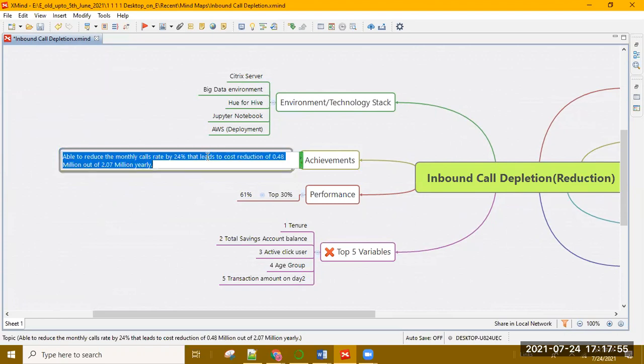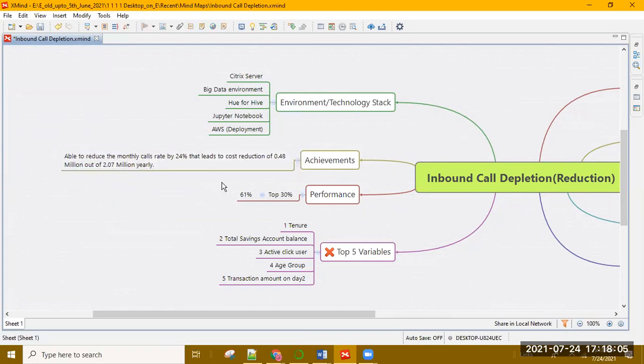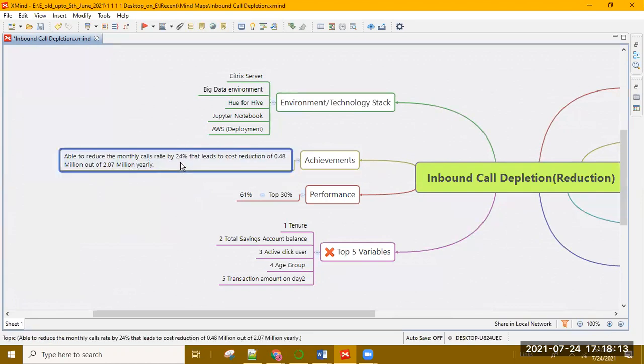Then what is the benefit? What happened that leads to how much cost reduction for the bank? 0.48 million. Okay, million means 10 lakhs, right? Which means 4.8 lakh. That is the money we are able to save out of 2.07 million yearly. So this much money we are able to save. So this is very important to mention. Okay, how much benefit you got from this project, you can say.